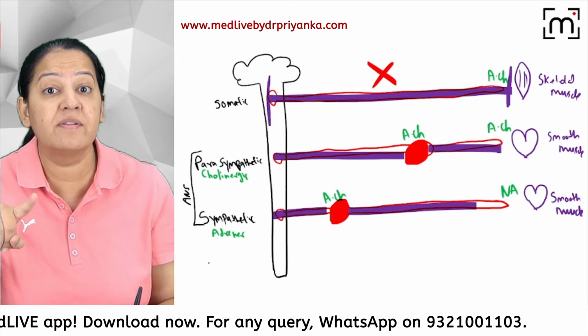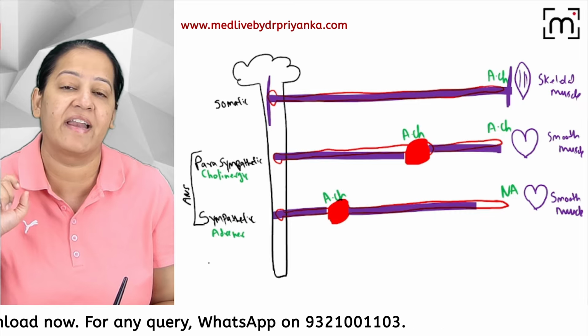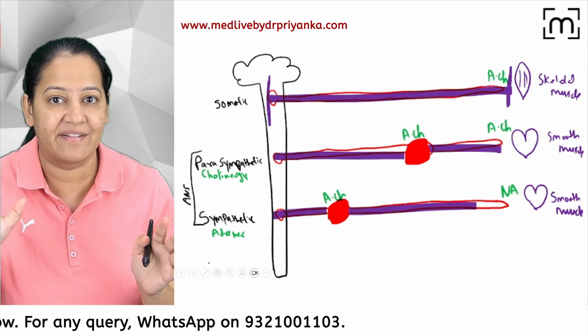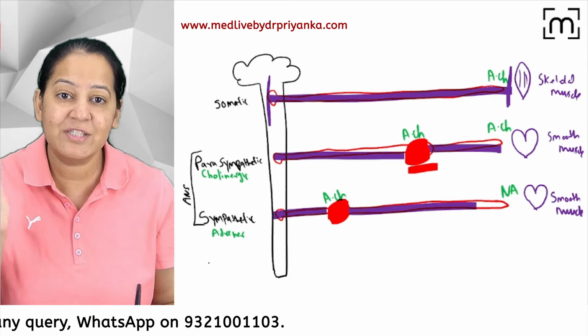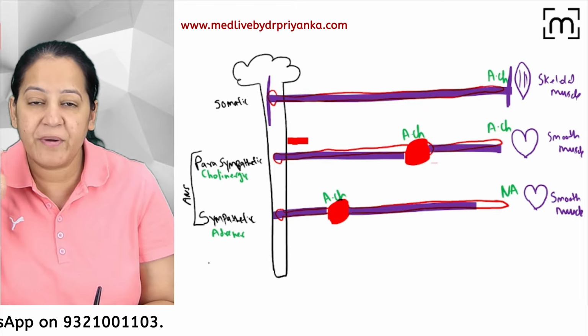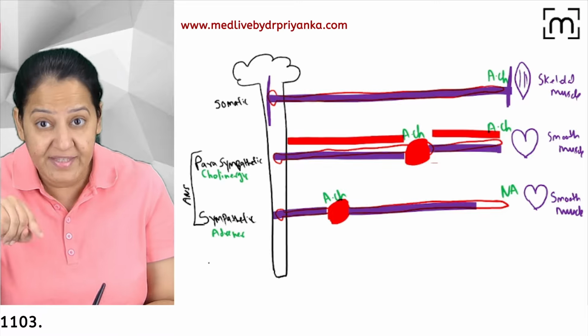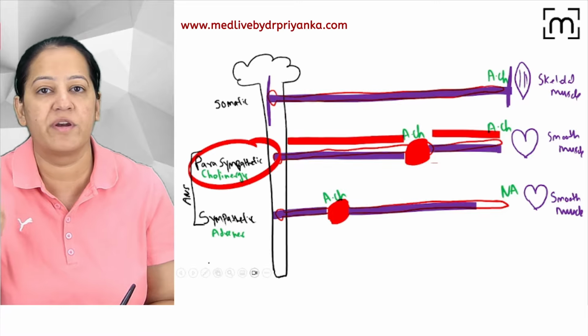In the autonomic nervous system, you can see we have the ganglia here. Now, the ganglia is never at the center. You can see the ganglia is towards the effector organ, so the preganglionic fiber is longer and the postganglionic fiber is shorter. And this system is known as the parasympathetic system or cholinergic system.